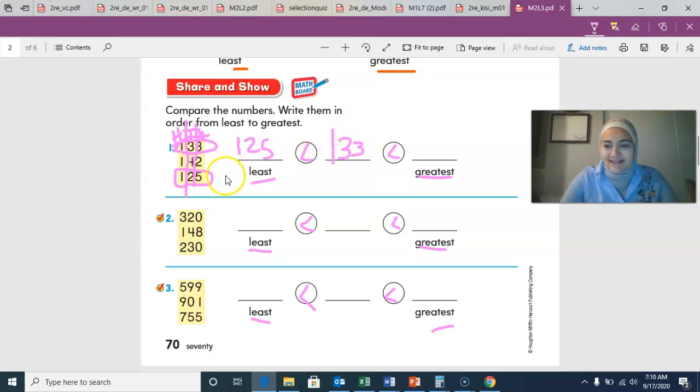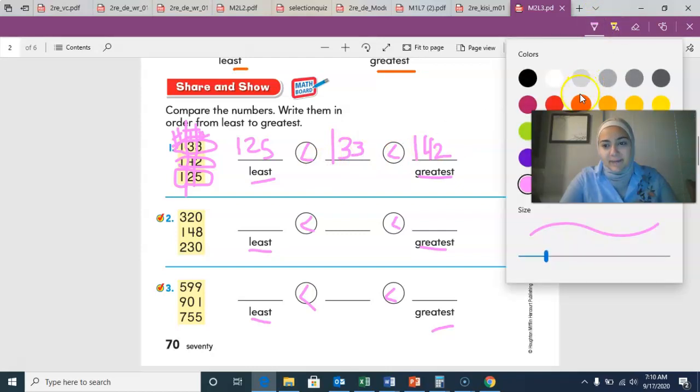All right, what's the next smallest number? 142. So that would be the greater number, or the greatest number. Now looking back just to make sure that looks right, 125 is less than 133. That's right. 133 is less than 142. That's right. So then your answer is correct. All right, so let's do the next few the same way. I'm just changing up the colors to make it fun.